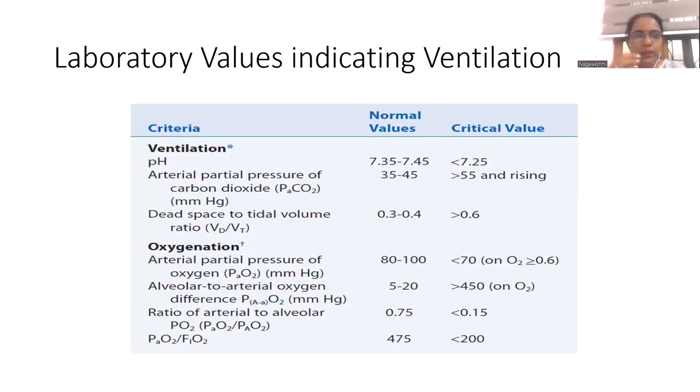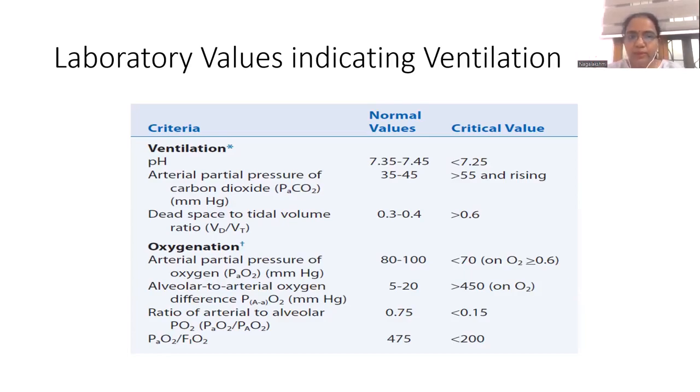So now, when we talk about the clinical and the physiological parameters, we have to have some laboratory values to indicate ventilation. Those are defined by the pH, PaCO2, and dead space to tidal volume ratio. These are the measures of ventilation, and the measures of oxygenation are PaO2, A-a gradient, that is alveolar arterial oxygen difference, ratio of arterial to alveolar PaO2, and PF ratio.